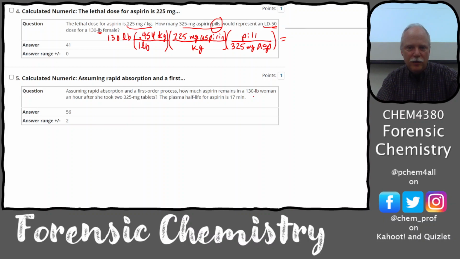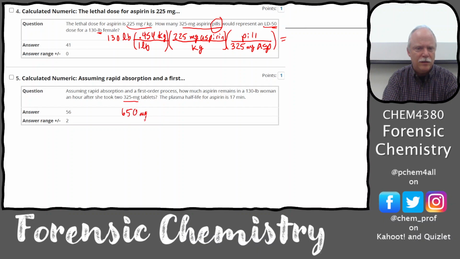How much aspirin remains in a 130-pound woman after she took 2 of these tablets? The plasma half-life for aspirin is 17 minutes. So we've got to figure out... We're really just assuming that this goes into the body and that goes into her plasma, and then we just have to do first order kinetics on that. So we really just have 2 of these. 2 times 325 is 650. So that's how much aspirin is in her body.